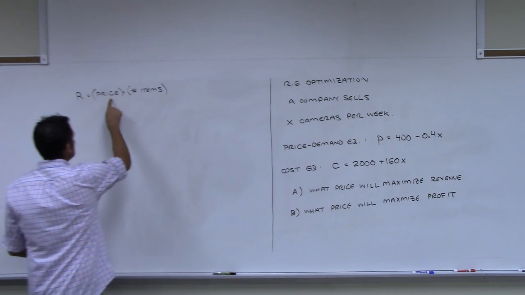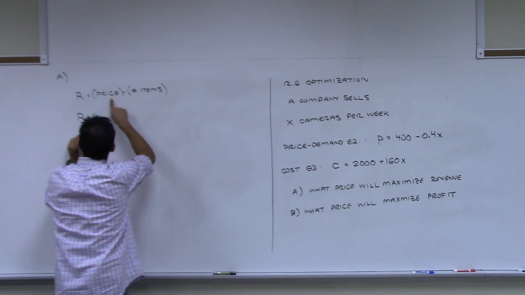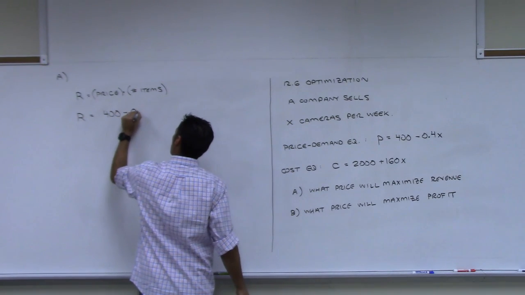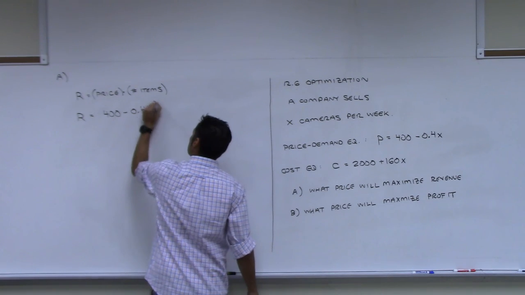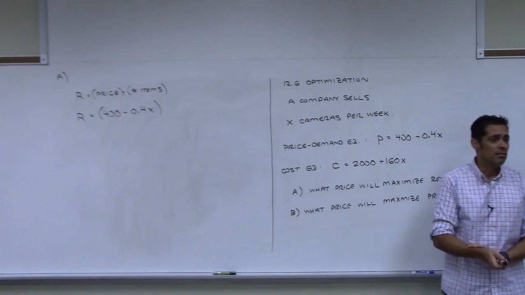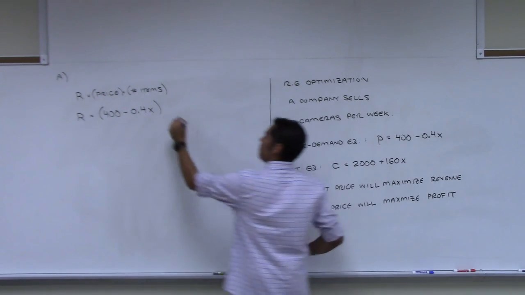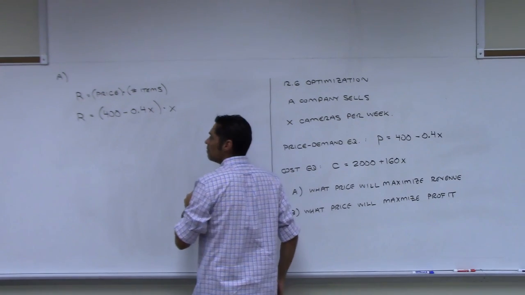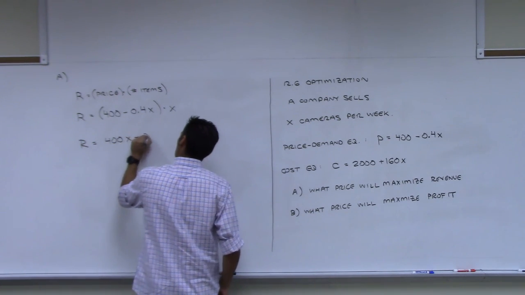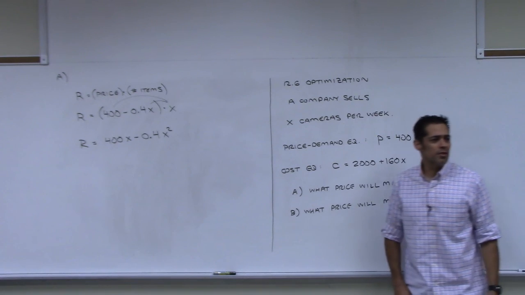So do we know an equation for the price? I'm doing part A here. Do I have an equation that gives me the price? Yes, the price is 400 minus 0.4x, right? I'm going to take that and multiply it times the number of items I sell. How many items am I selling? x. I don't know how many, right? x. Okay? And then this revenue is 400x minus 0.4x squared. All I did there was distribute that through. That's my revenue function, isn't it?